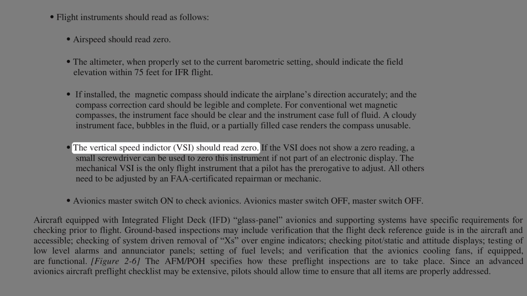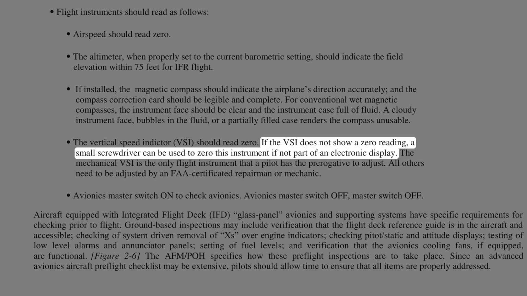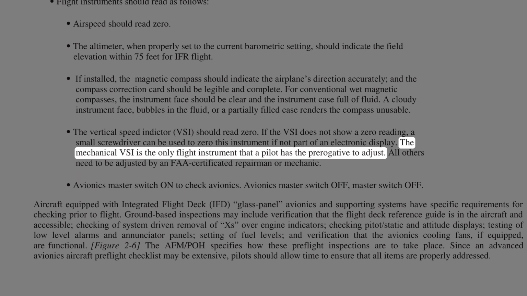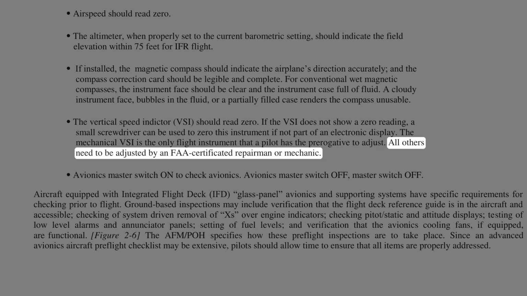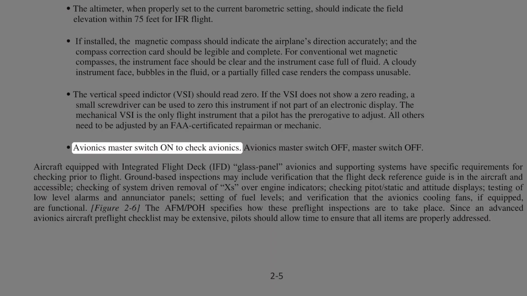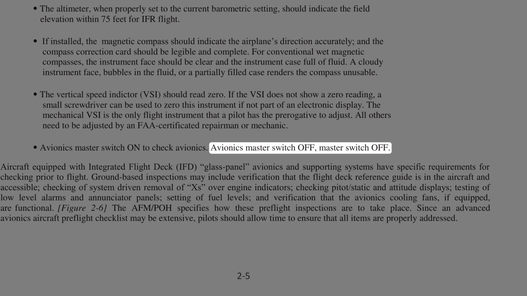The vertical speed indicator, VSI, should read 0. If the VSI does not show a 0 reading, a small screwdriver can be used to zero this instrument if not part of an electronic display. The mechanical VSI is the only flight instrument that a pilot has the prerogative to adjust. All others need to be adjusted by an FAA-certificated repairman or mechanic. Avionics master switch on to check avionics. Avionics master switch off. Master switch off.